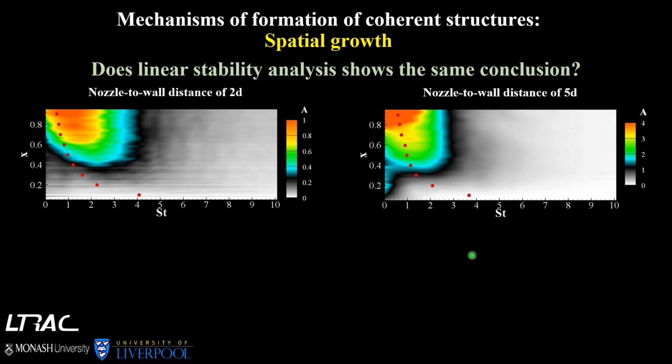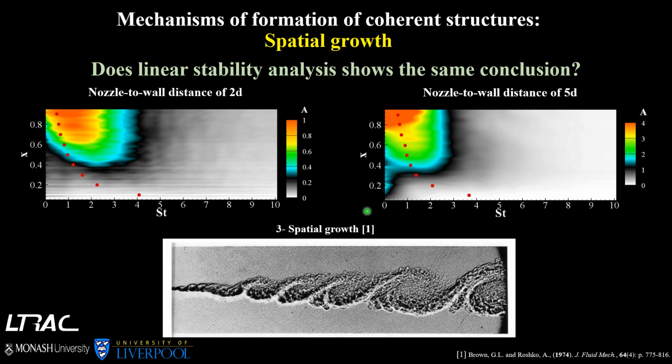Now if we combine the findings from the LES dataset and linear instability analysis, we will see they are in good agreement. This gives us the indication that spatial growth is the dominant mechanism in this configuration.